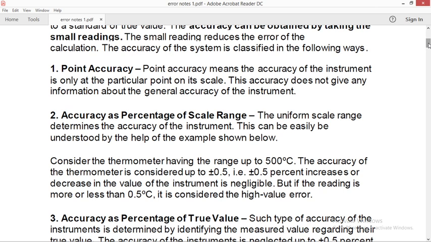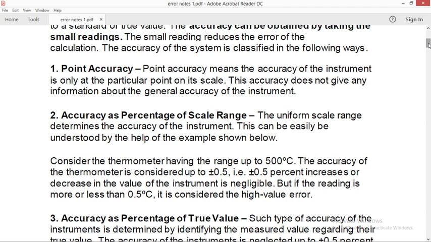The other is accuracy as a percentage of scale range. You can take a thermometer as an example. They say that whatever the temperature, its accuracy can be plus or minus 0.5 degrees. So in that way we know a scale, where we have 0.5 above and 0.5 below.